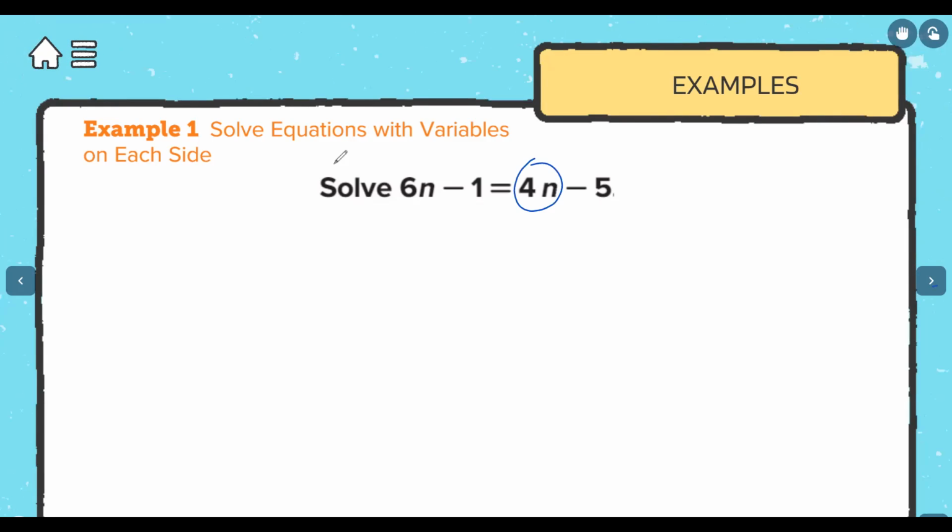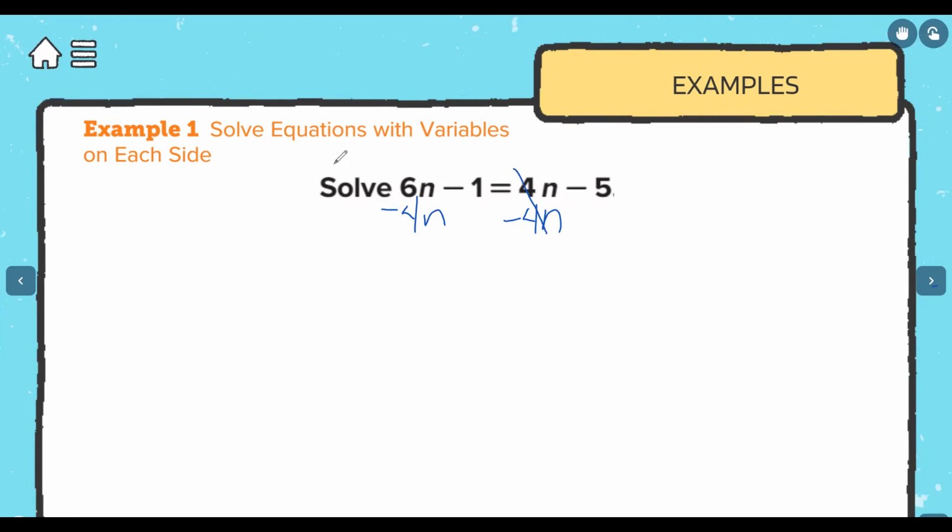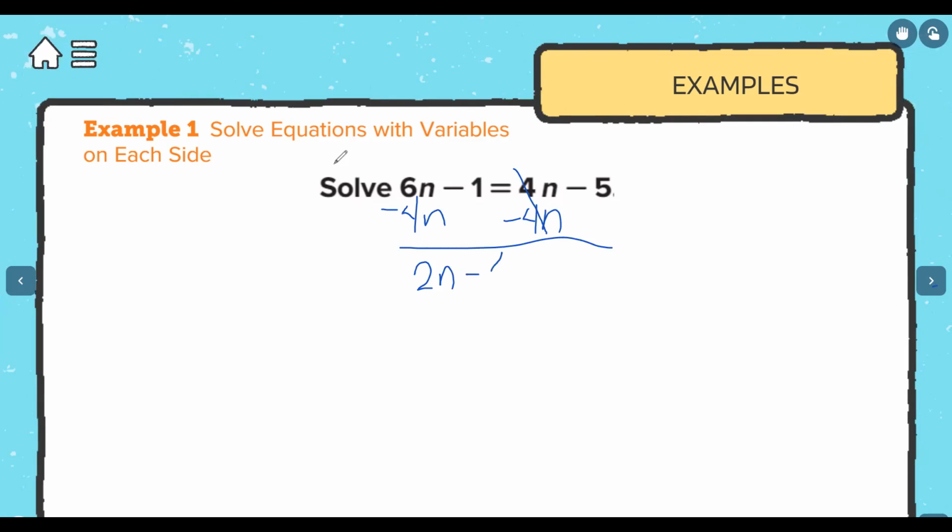So I'm going to start with this one. This one is a positive 4n, right? So I need to subtract 4n on both sides, okay? On this side, I cancel it out, and I have 2n right here, because 6 minus 4 is 2, minus 1 equal to, and on this side of the equal sign, I only have the negative 5.